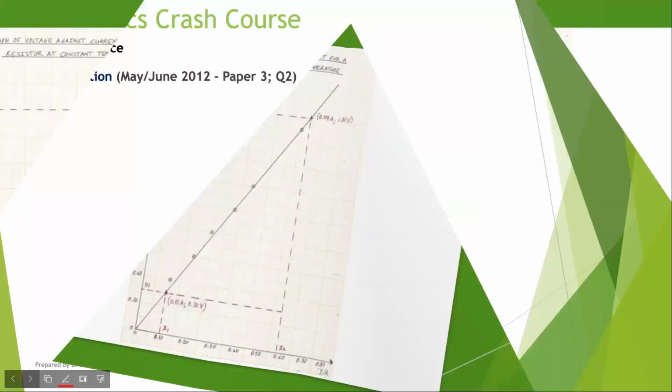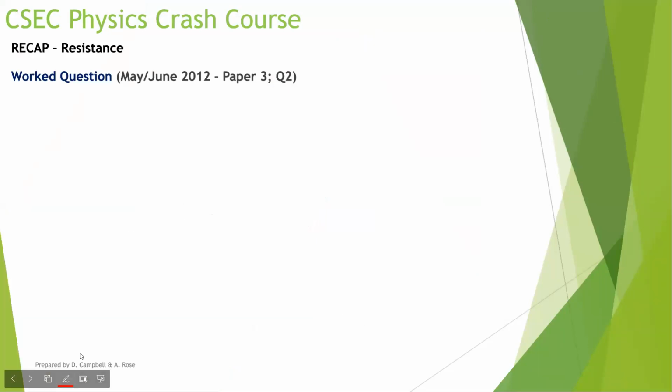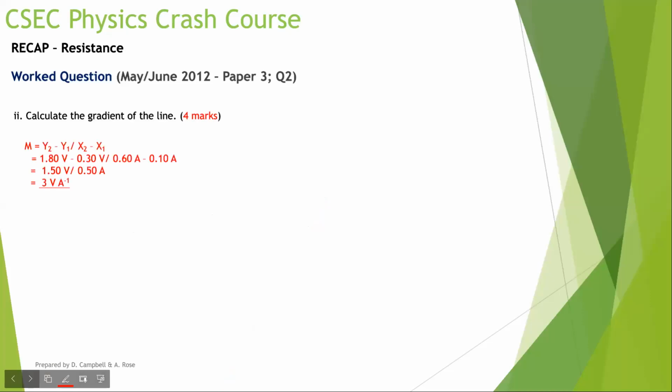So having calculated the gradient, we obtained a value of 3 volts per ampere. Remember, volts on the y-axis and amperes on the x-axis. So you would also divide the volt by the ampere in getting the unit for the gradient. So that's why we end up with volts per ampere.